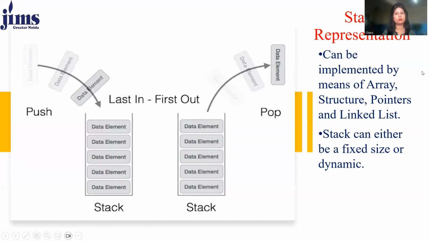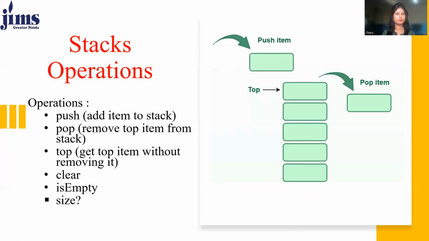If we want to implement a stack, it can be implemented using an array, pointers, a linked list, etc. And a stack can either be of fixed size or dynamic. We have multiple operations which we can do on the stack. Push: if we want to add an element in the stack, we use the push operation. If we want to remove the topmost element from the stack, we use the pop operation. Then we also have top, which returns the top item without removing it. And we have other operations like clear, isEmpty, and size.